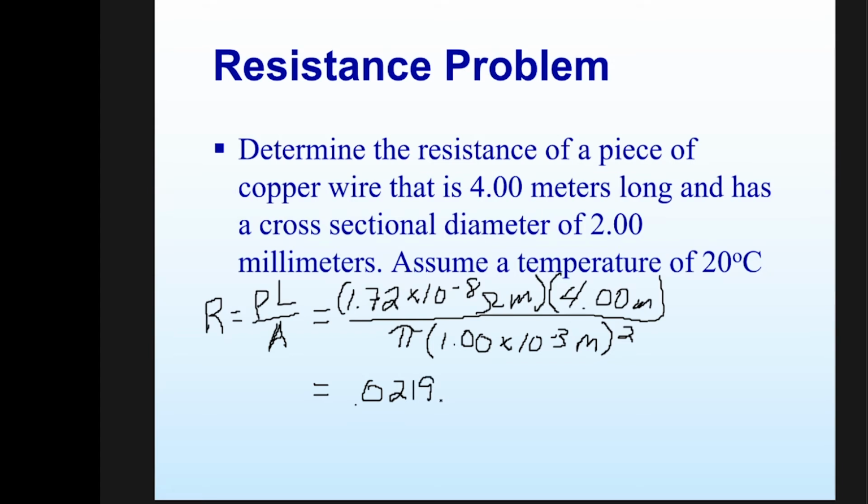0.0219 ohms. All right, that's a low resistance, and I would expect a low resistance for copper. Copper is a good conductor. Most wires are made out of copper, and 4 meters isn't very long, so I would expect a low resistance. So that seems like a reasonable value.